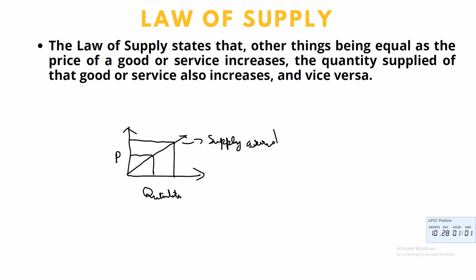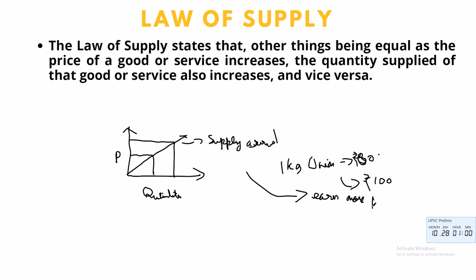See, why they do this is, for example, if 1 kg of onion is coming at around 70 or 80 rupees, let's say 80 rupees, and all of a sudden it increases to 100 rupees due to the demand or supply, farmers will feel incentivized to grow more onions to increase the supply and earn more profit. Similarly here, if the quantity supplied is reduced, the price also reduces. That is something the law of supply brings in.